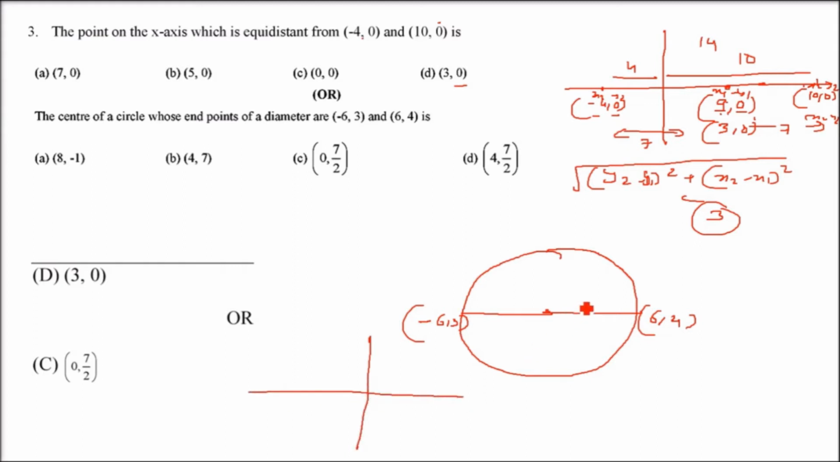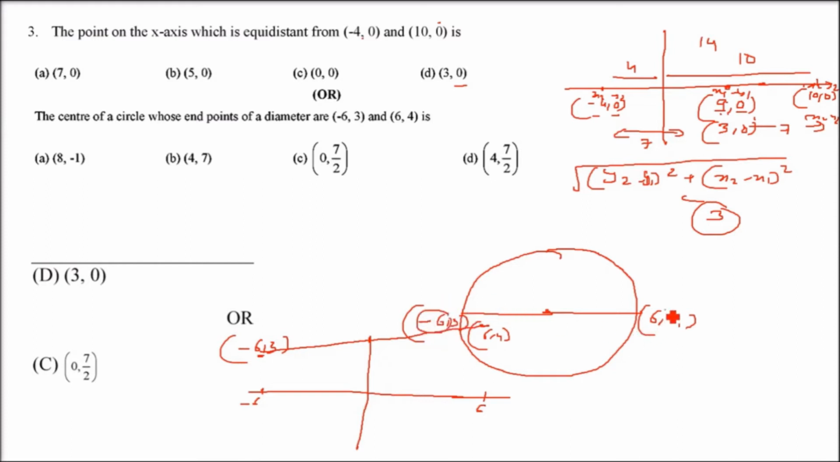Or rather, you can just imagine or try to put these points on the coordinate axis. Right? This is also a method. Whosoever is comfortable with whichever solution can adopt that solution. So this is minus 6 on the left hand side, and 6, 4, x is 6 and y is 4. So it's just 1 unit above 3. And you can just join this, and you have to find the center.